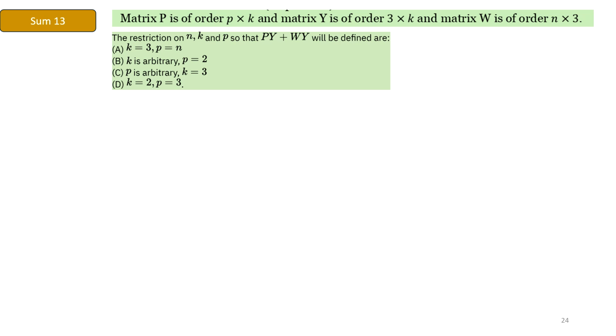Sum number 13. Matrix P is of the order p by k. Matrix Y is of the order 3 by k. Matrix W is of the order n by 3. The restriction on n, k, p so that PY plus WY is defined will be chosen from the given options.